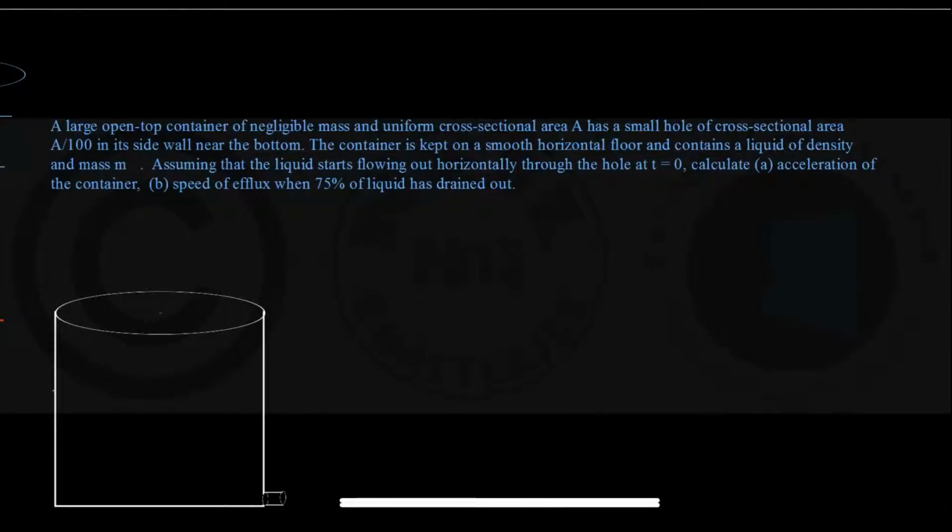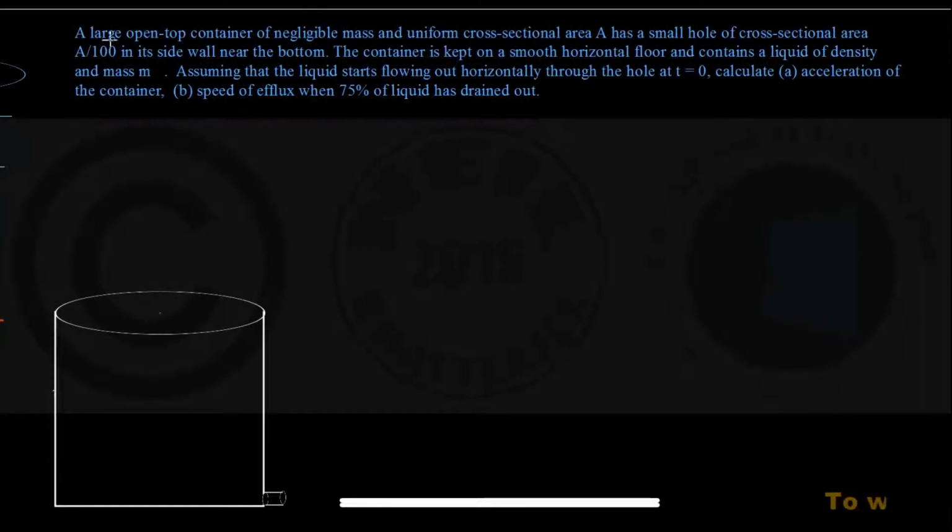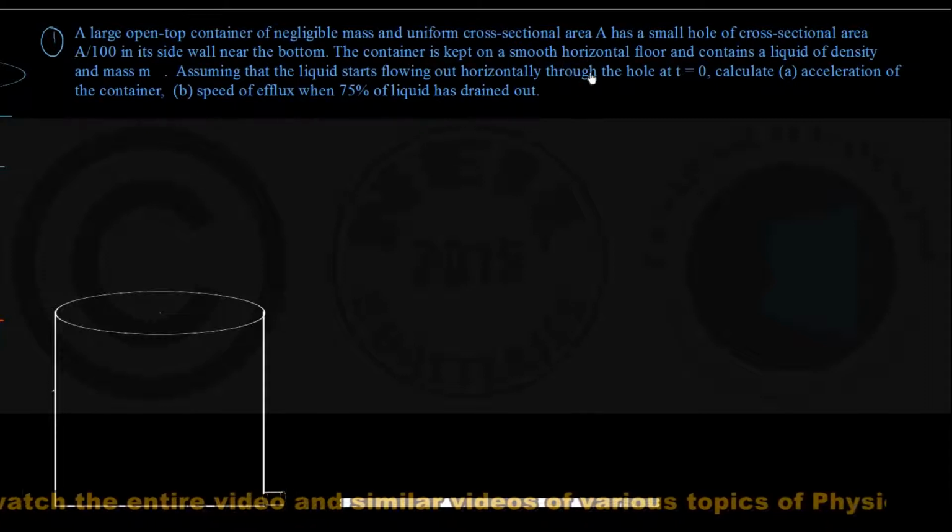So here we go for the first problem, which is telling us that a large open top container of negligible mass and uniform cross-sectional area A has a small hole of cross-sectional area A upon 100 in its side wall near the bottom. The container is kept on a smooth horizontal floor and contains a liquid of density rho and mass m0. Assuming that the liquid starts flowing out horizontally through the hole at time t equal to 0, calculate the acceleration of the container, and in part B, the speed of efflux when 75% of the liquid has drained out. So let us draw a figure to understand the situation of the problem.